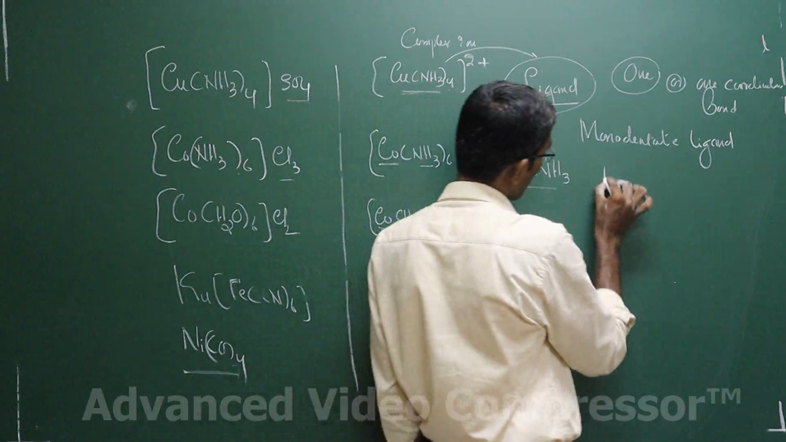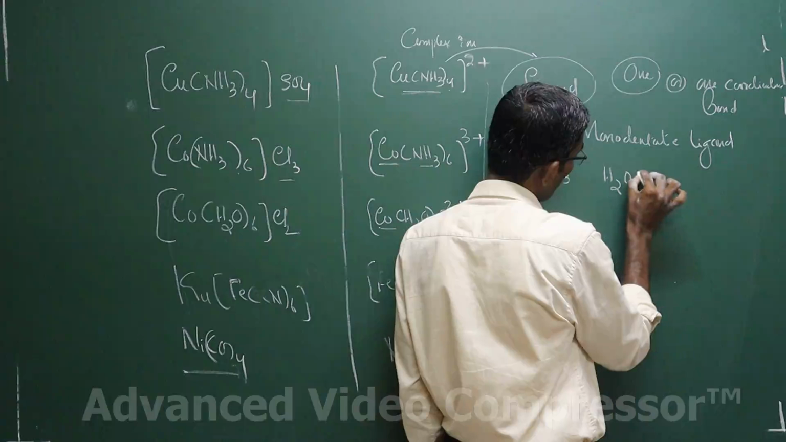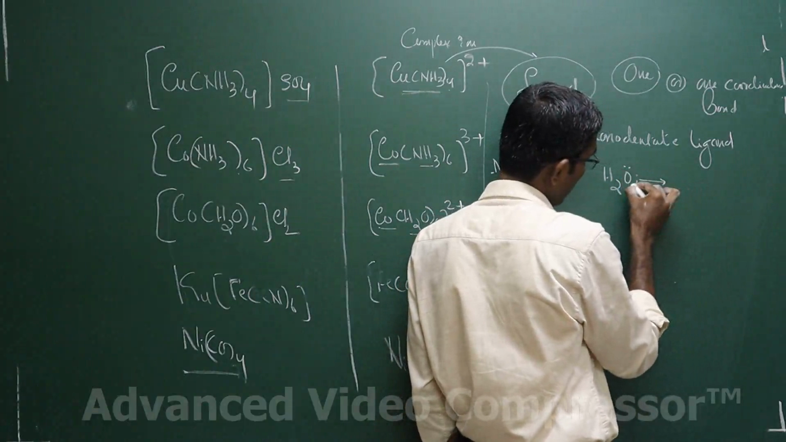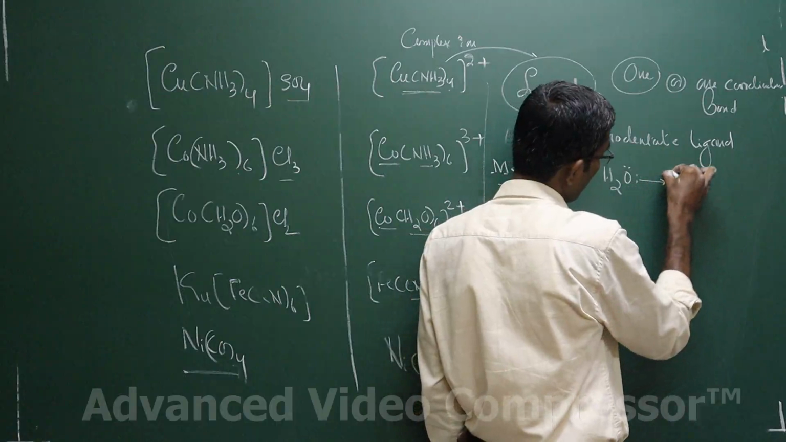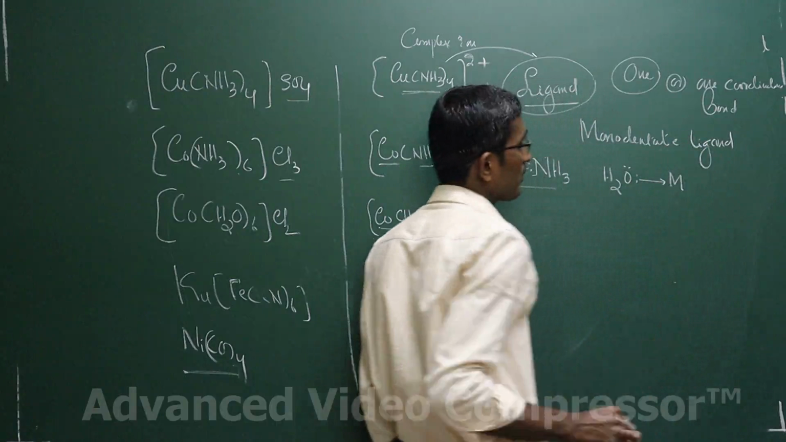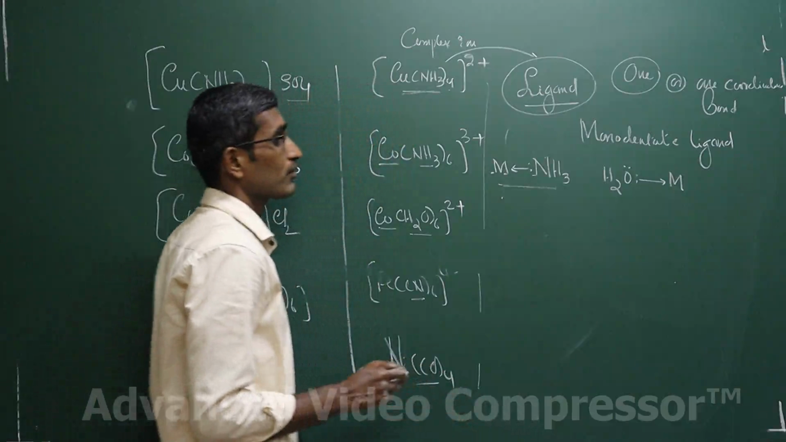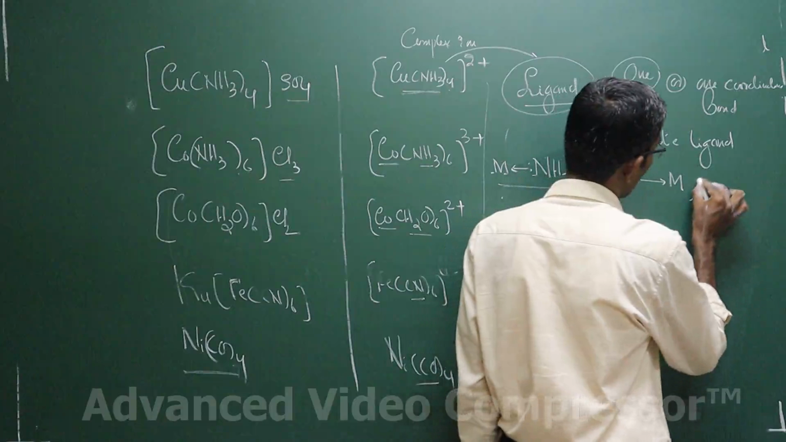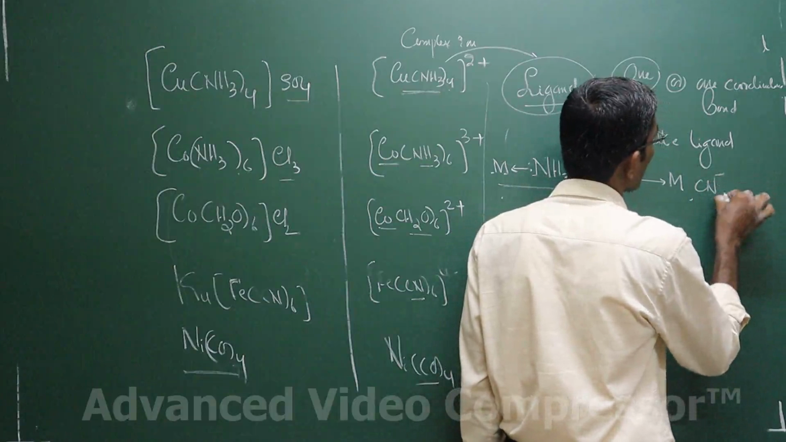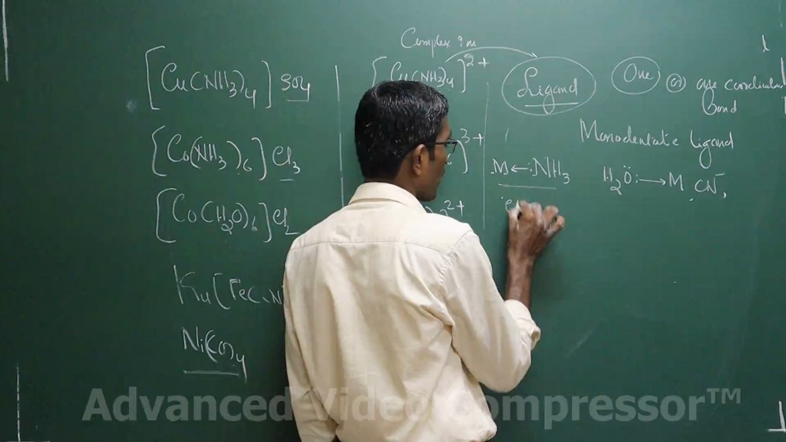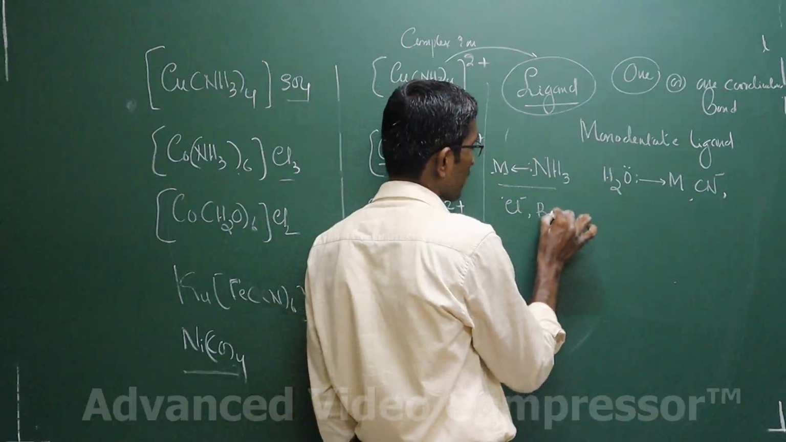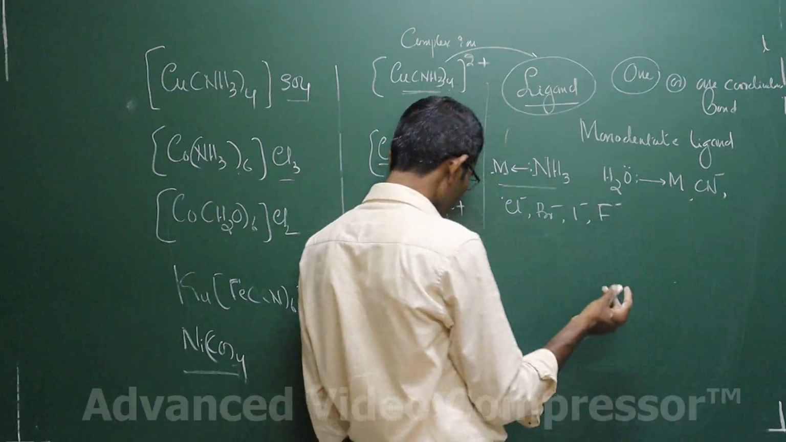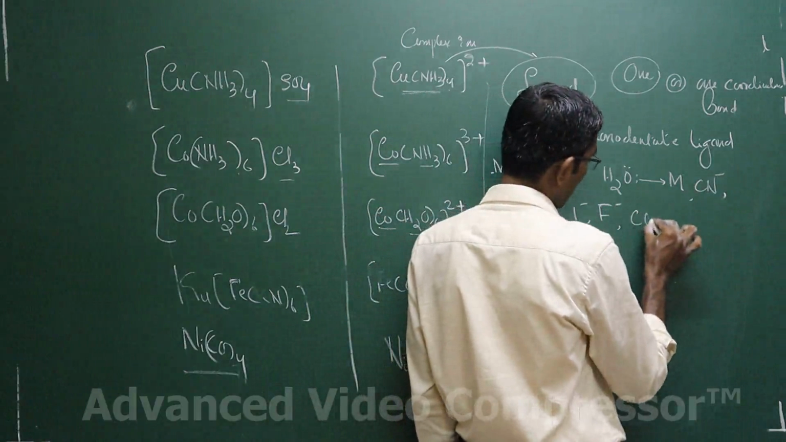For example, water. Water is also a monodentate ligand because you have only one donating atom, that is, it donates a lone pair of electrons to the central metal ion. That is, only one bond will be established from the water side. Same is the case with the cyanide ion, also a monodentate ligand. Cl minus is also monodentate. All halide ions, Cl minus, Br minus, I minus, F minus, are monodentate ligands, and so is the carbonyl ligand.